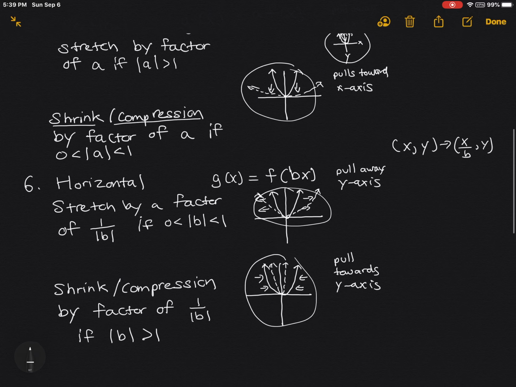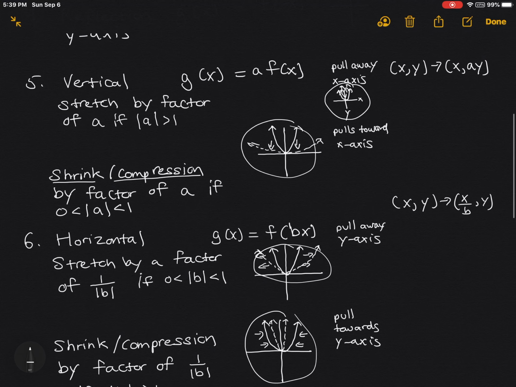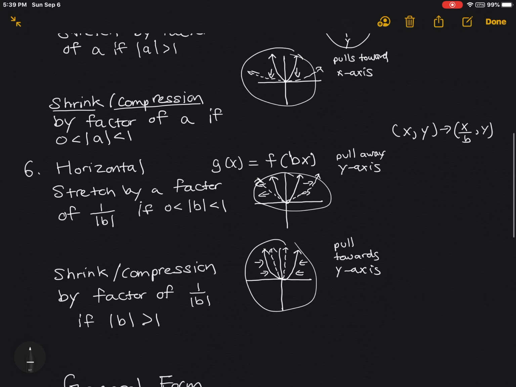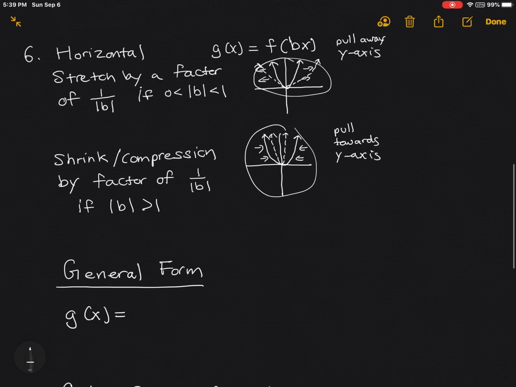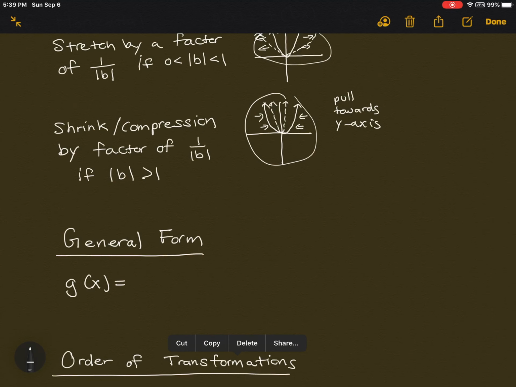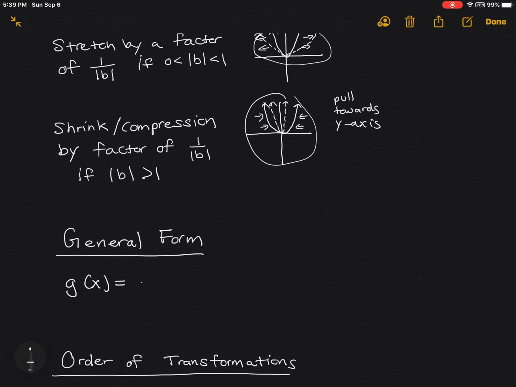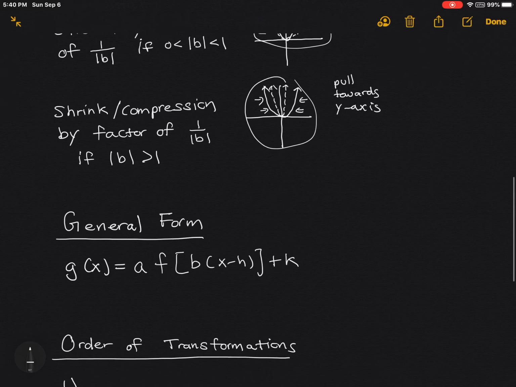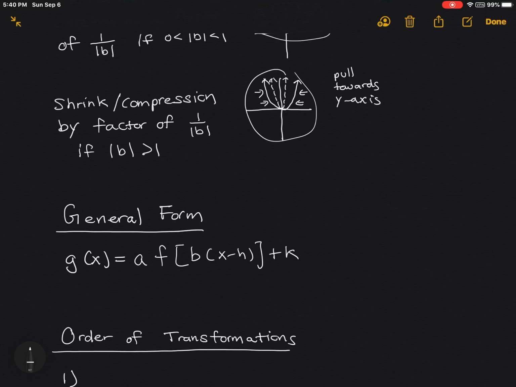Okay, so what happens? Right now I did 1 through 6 with you, right? 1 through 6 are individual transformations. What happens if you have all 6? Well, the general form is going to look something like this. I'm going to have an a over here, and we'll call it f, bracket, b, x minus h, close the bracket, plus or minus k.